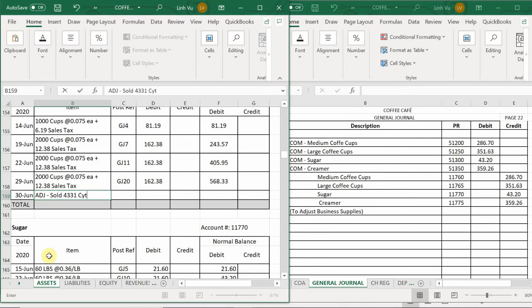Okay, so here I'm going to make an adjustment entry, and I sold a total of 4,331 cups. So I should have an ending balance. Same thing here, 1,000 plus 2,000 plus 2,000 plus 2,000 gives you 7,000 cups. So if I sold 4,331 cups, how many should I have available left? 2,669. 2,669 cups remaining.